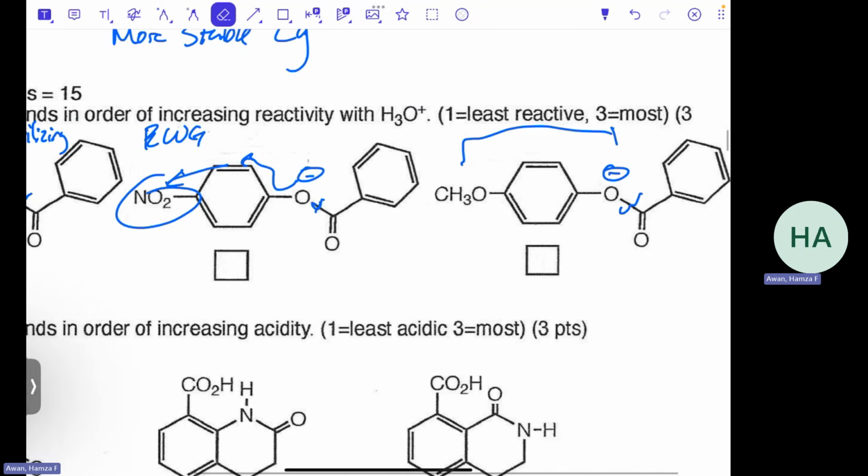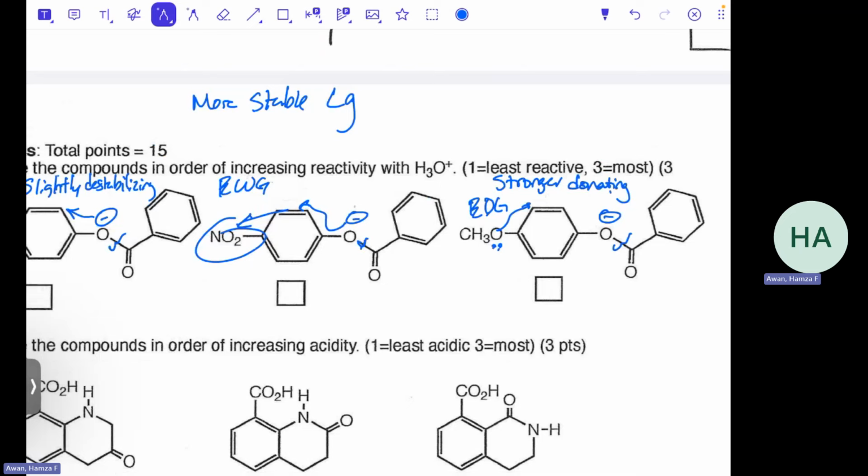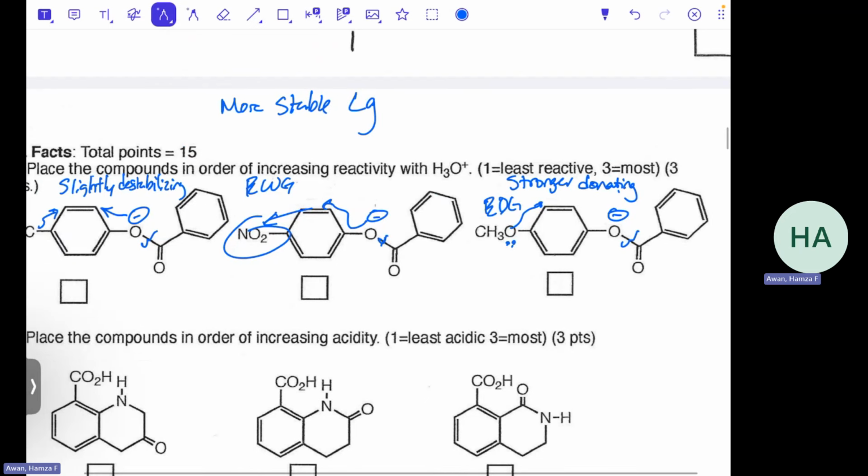And lastly, we have an electron donating group, which is going to be feeding electron density in towards the benzene ring through resonance, because it has lone pairs, so it can do it by resonance. So this is a stronger donating group, and so it would lead to the O- charge being higher, so it'd be less stable, right? Because it's less stable, it would have the least reactivity. So this is going to be our least reactive one.